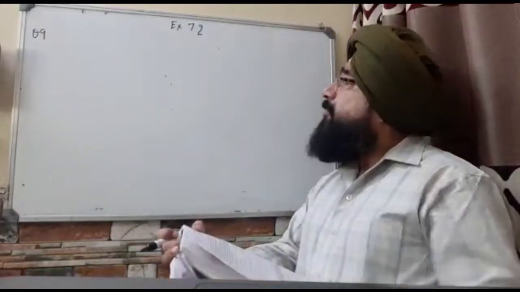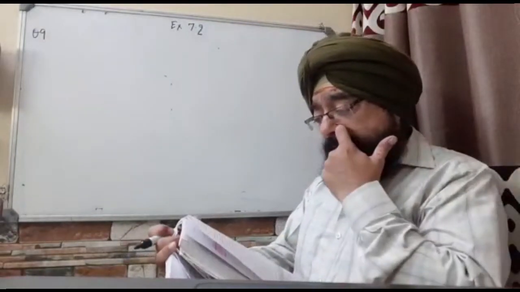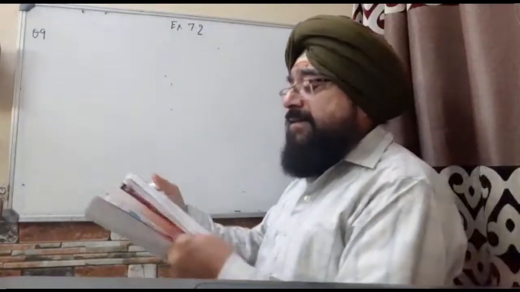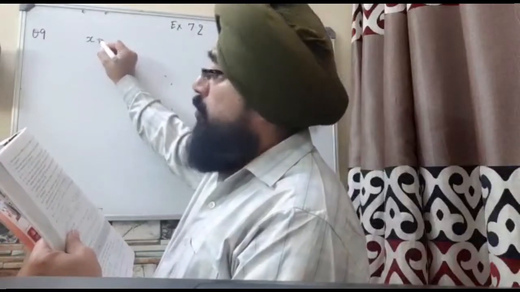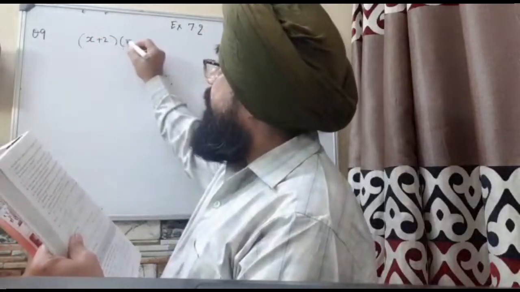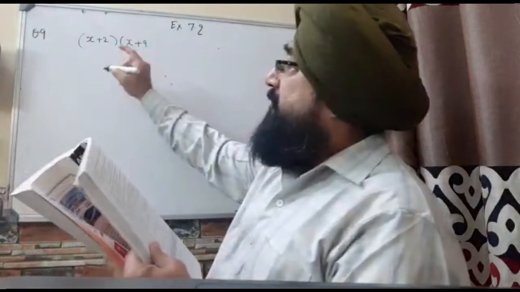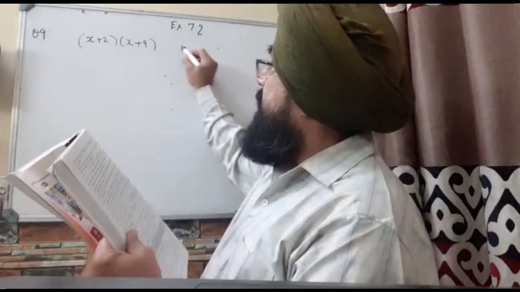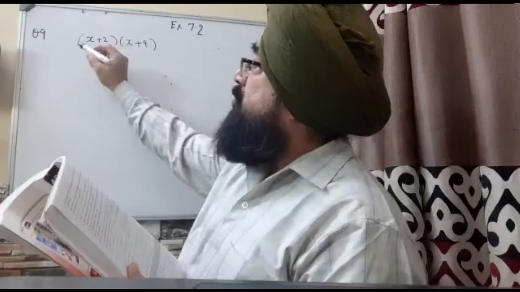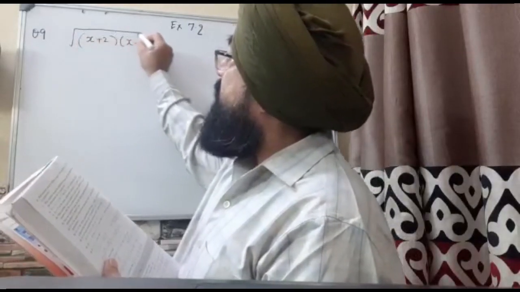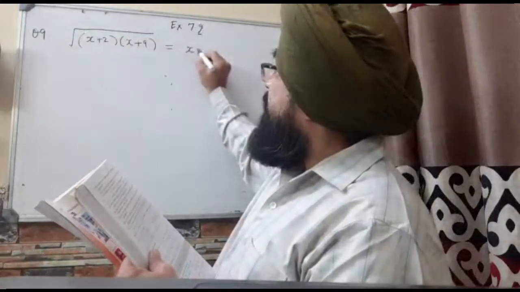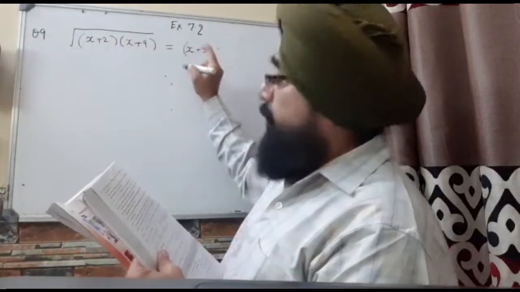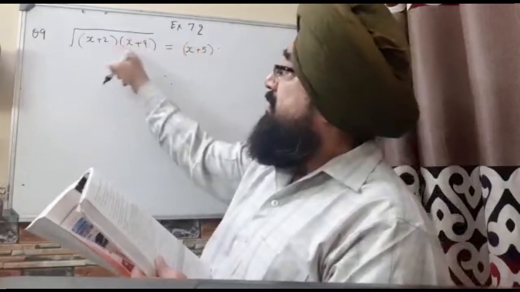Question number 9 from exercise 7.2 ML Aggarwal. It says that if x plus 5 is the mean proportion between x plus 2 and x plus 9, then between these two the mean proportion should be the under root of this, but it's given that x plus 5 is actually the mean proportion between this and this.